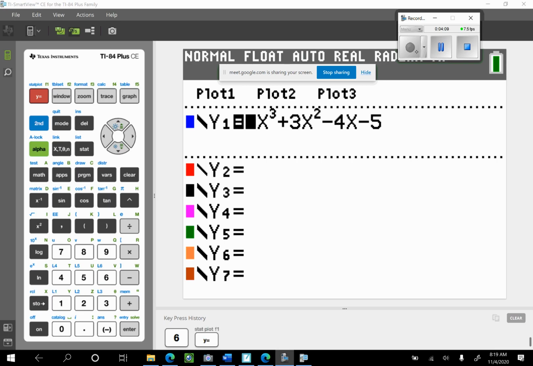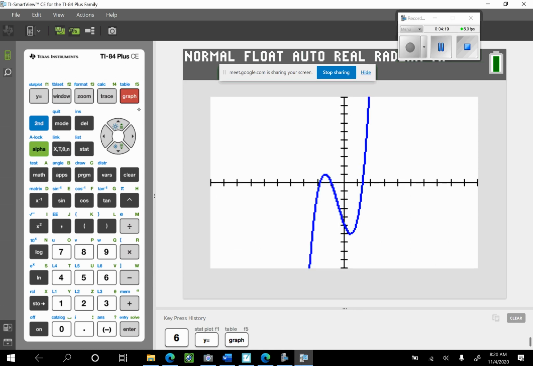So this will be a good example to demo how to find x-intercepts, y-intercepts, minimums, and maximums. This is a nice function. If I look at it on a standard window, it has a min and a max. Looks like it has 3 x-intercepts, certainly just 1 y-intercept, and 1 min and 1 max.